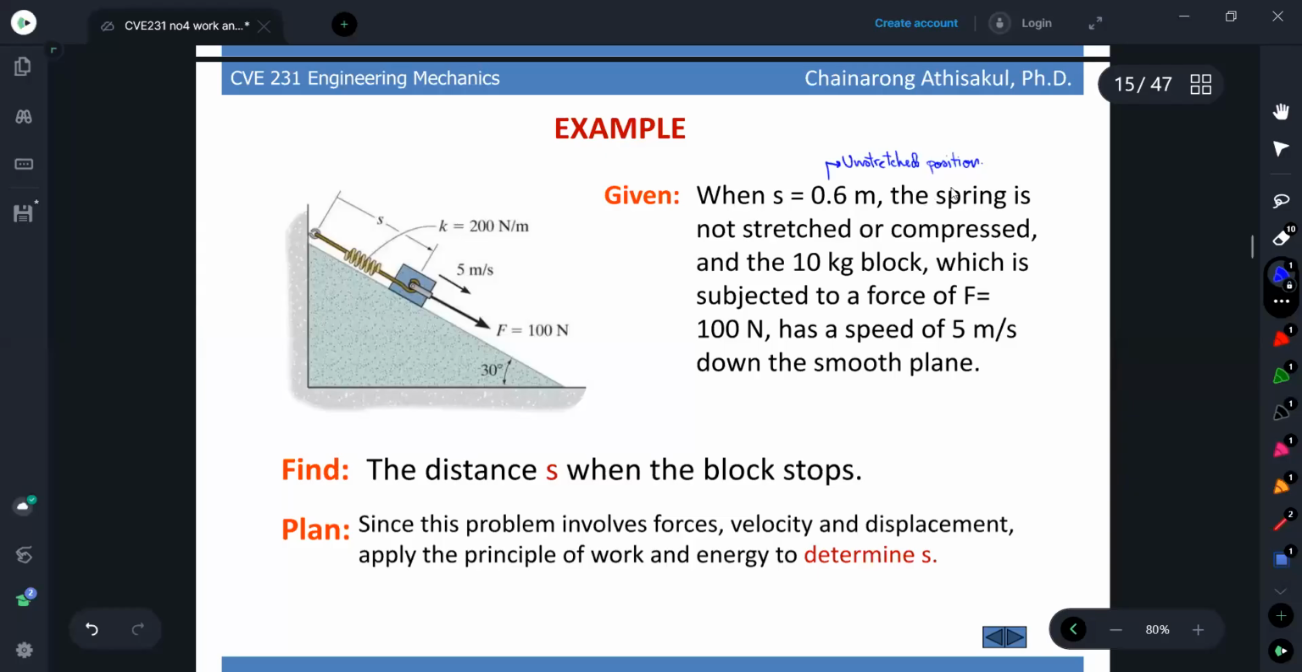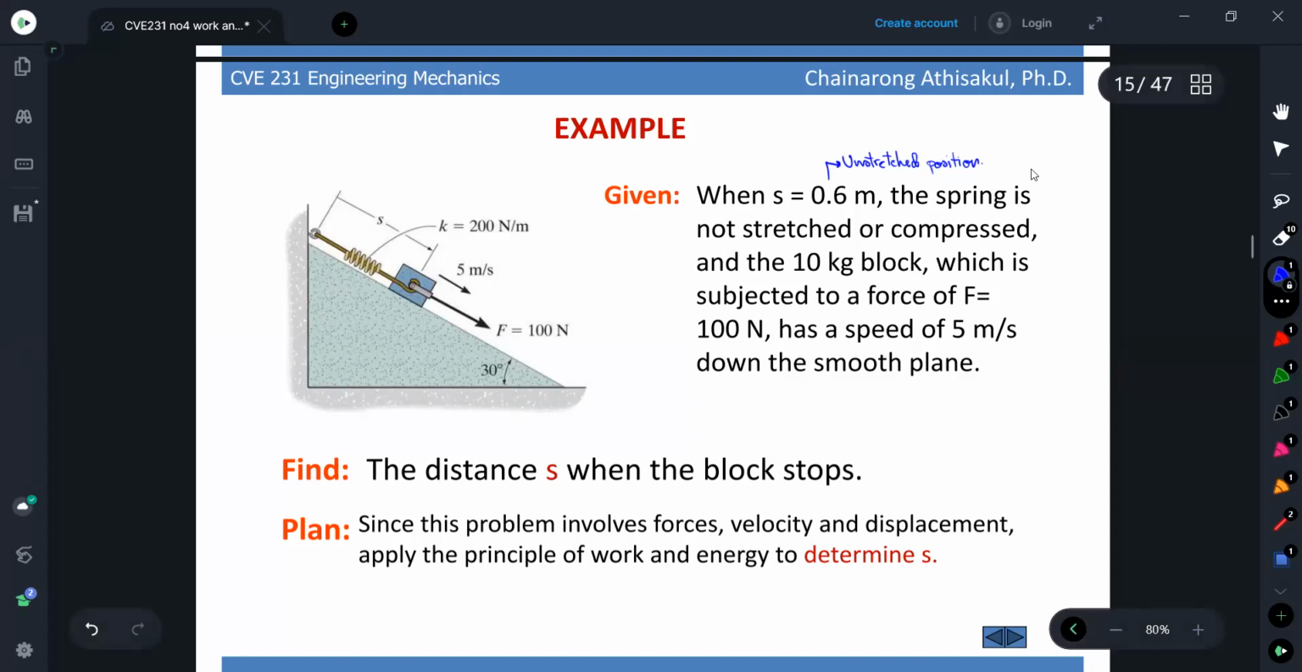Let's take a look at this example. The block is attached to the spring, moving along a smooth inclined plane like this, and the smooth surface is at 30 degrees from the horizontal plane. The problem gives us that when s equals 0.6 meter, the spring is not stretched or compressed.